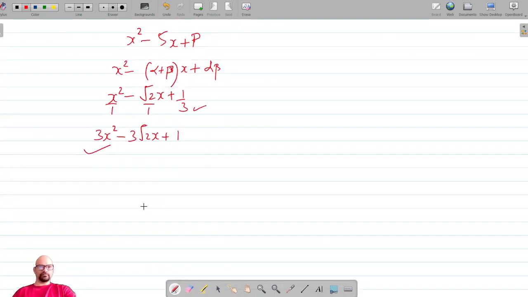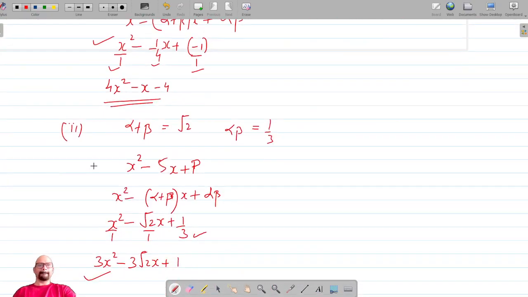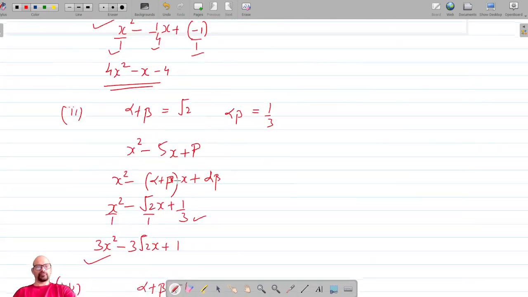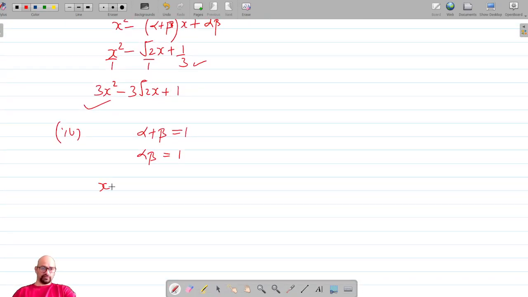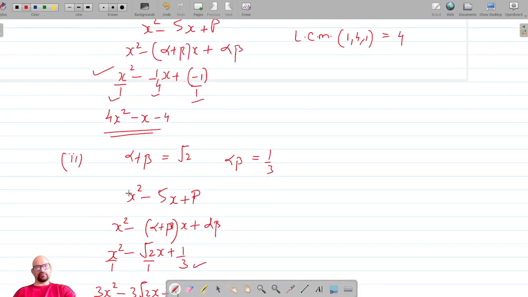Okay, for question number 4, sum of the zeros is 1. So alpha plus beta is 1, and product of the zeros is also 1. So the quadratic polynomial is given by x square minus sum of zeros into x plus product of zeros. Sum of zeros is 1, so this is 1 into x plus product of zeros is 1. So this is x square minus x plus 1 is the required polynomial.